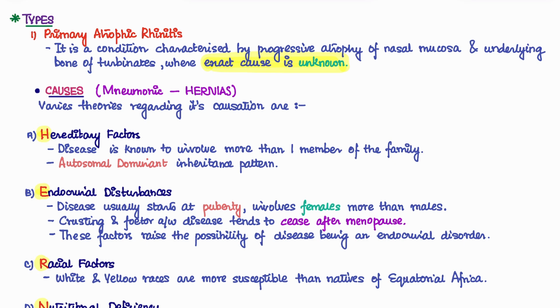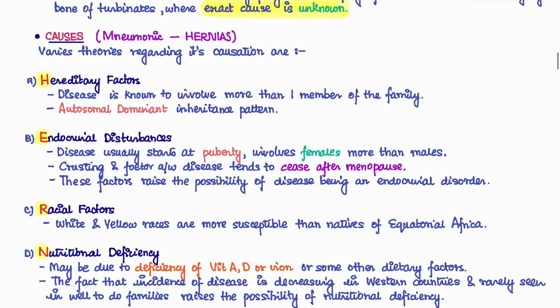So, first, let's talk about primary atrophic rhinitis. Since the exact cause of this is unknown, there have been various theories put forward for this. Now, how do you remember? There are seven such theories. The mnemonic to remember these theories is HERNIAS. H for hereditary, E for endocrinal disturbances, R for racial factors, N for nutritional, I for infective, A for autoimmune, and S for surfactant deficiency.